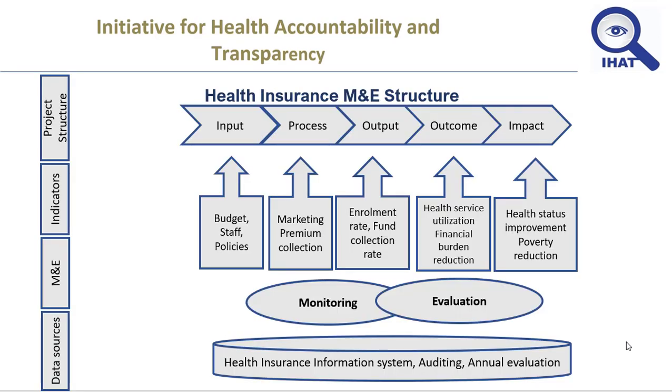So basically, this is a health insurance M&E structure. It includes the input, process, output, outcome, impact, and the things that are all considered in the monitoring and evaluation processes, including budgets, marketing, enrollment, service utilization, and the impacts, poverty reduction, and so on.